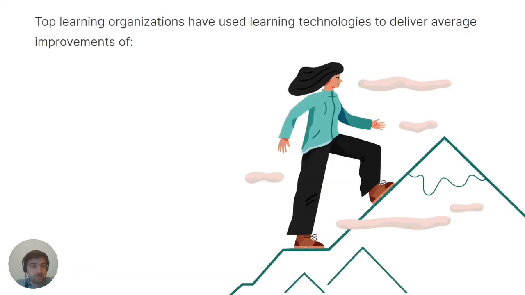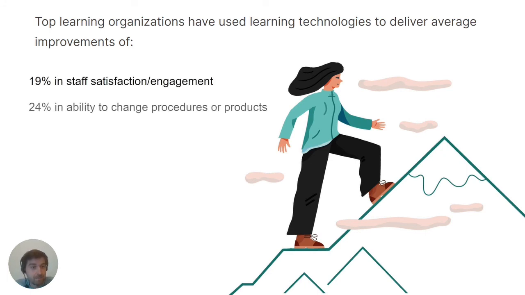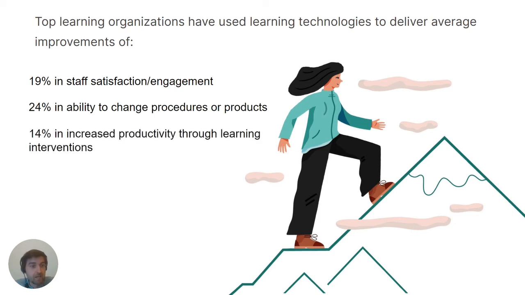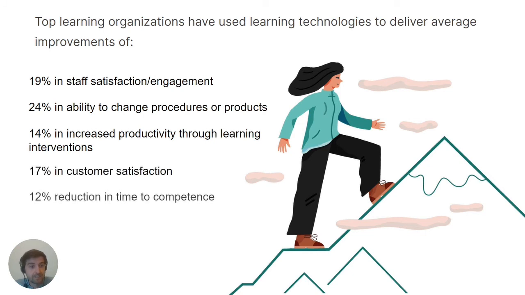So these sorts of things are measurable. I'm just going to show you some stats here from top learning organisations who've used learning technologies to deliver average improvements of a 19% increase in staff satisfaction and engagement, a 24% increase in ability to change procedures or products, a 14% increase in productivity through learning interventions, a 17% increase in customer satisfaction, a 12% reduction in time to competence, and a 22% reduction in delivery time.